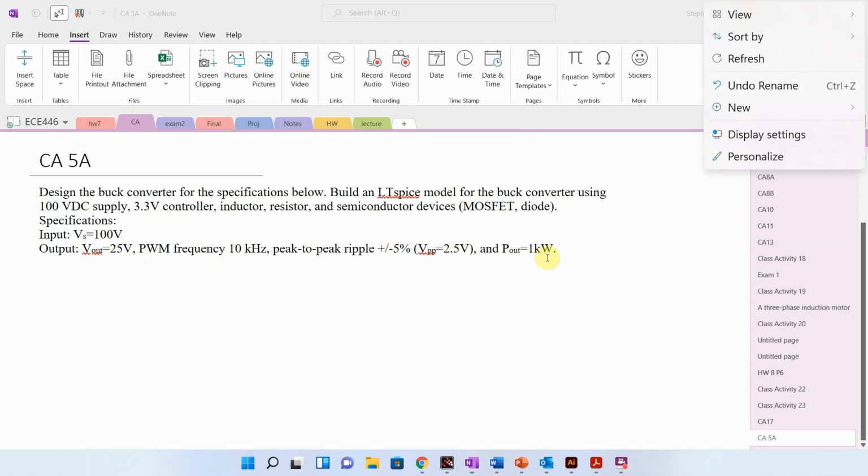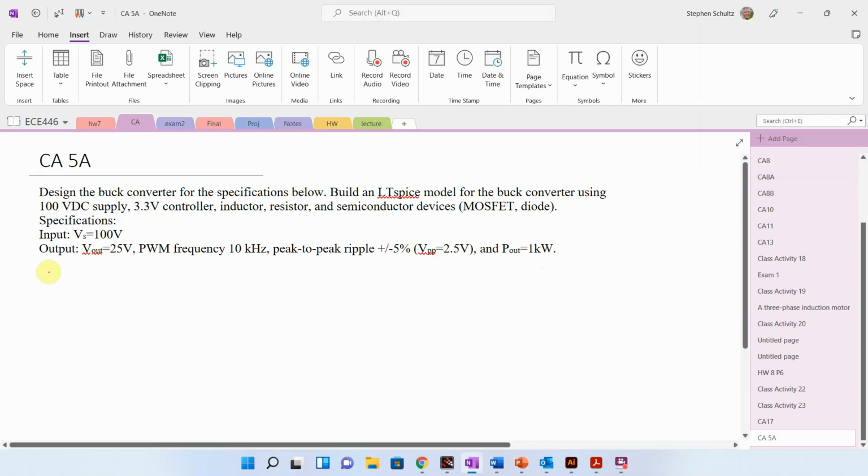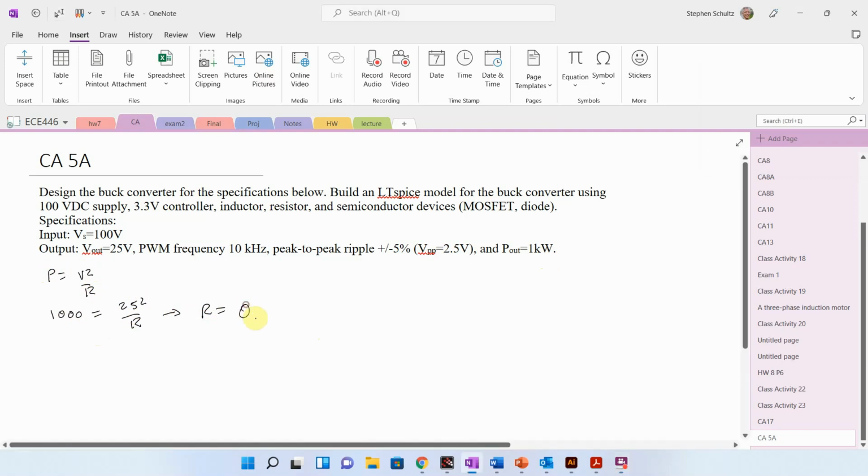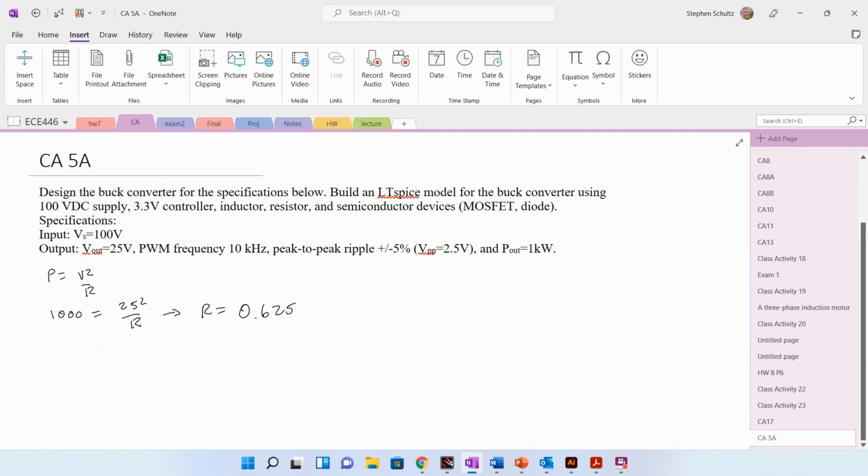First of all, we need to figure out the value for our resistor. We're just going to say that P equals V squared over R, so we get 1,000 equals 25 squared over R. We solve this and get an R of 0.625. Okay, so the next thing we need to do is figure out our duty cycle.